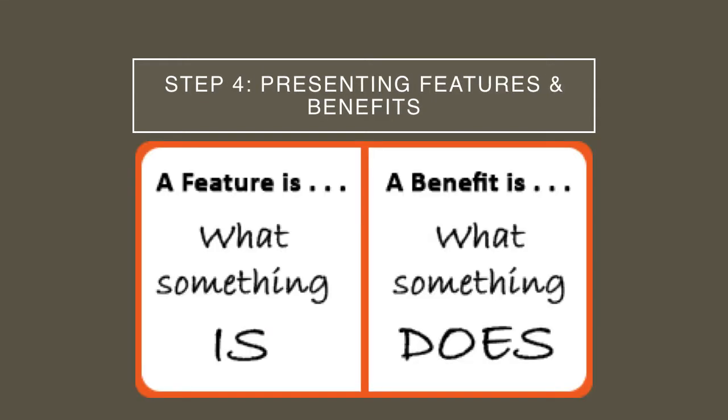Now, once you've determined the wants and needs of the customer, you're going to present features and benefits that you think reflect those wants and needs. Okay, there's a difference between a feature and a benefit. So a feature is what something is, and a benefit is what it does. For example, a feature of an umbrella is that it has water-resistant fabric used as the top. The benefit of that is that it keeps the person using it dry.